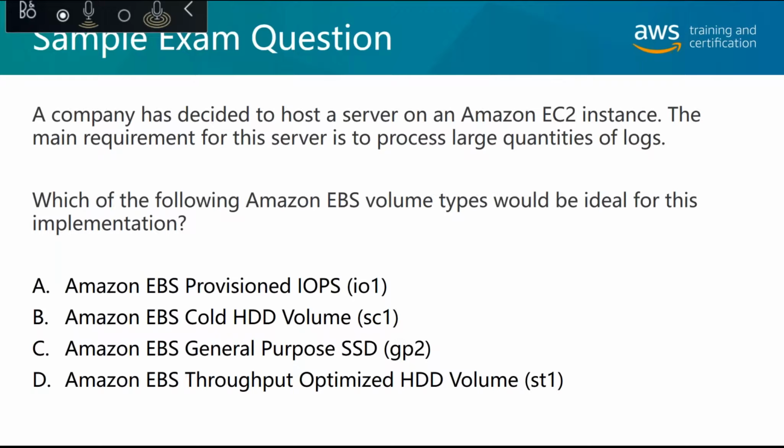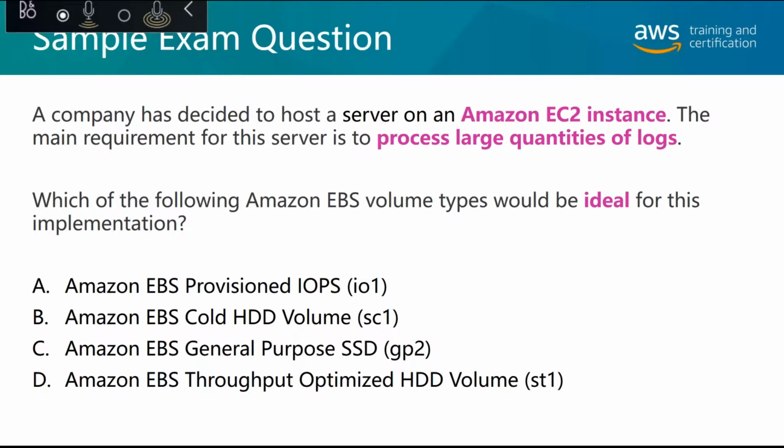Next question. A company has decided to host a server on an Amazon EC2 instance. The main requirement for this server is to process large quantities of logs. Which of the following Amazon EBS volume types would be ideal for this implementation? So you have keywords here that we're looking at. Again, you have processed large quantities of logs. We're looking for the ideal implementation.